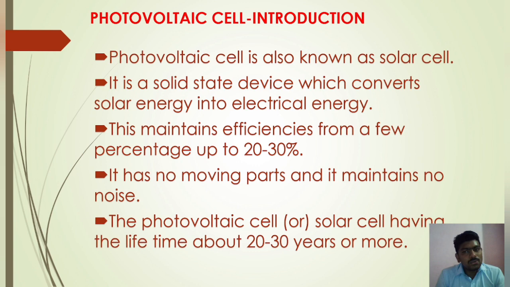The photovoltaic cell is also known as a solar cell, a solid state device. Whatever radiation we take from the sun, that energy, when we apply an electrical circuit, is converted into electrical energy. It maintains an efficiency of nearly 20 to 30 percent. It has no moving parts, so it doesn't pollute the environment on the basis of noise. And the photovoltaic cell has a lifetime of about 20 to 30 years or more.